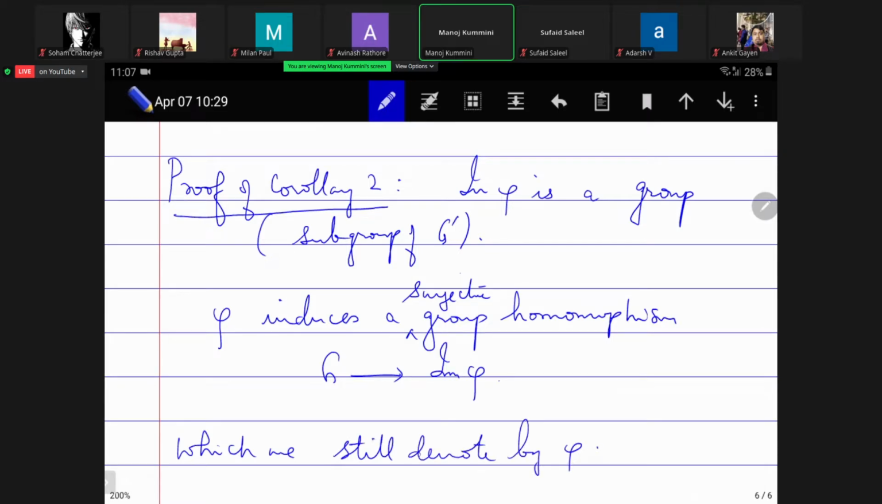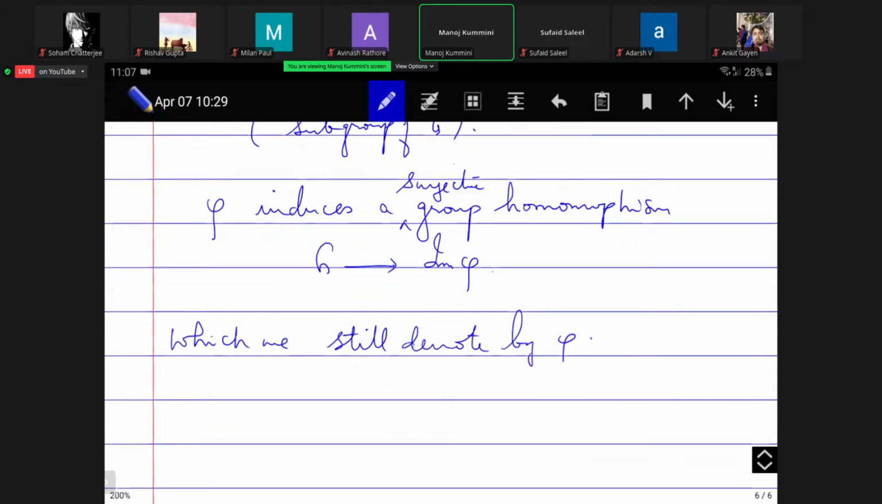I mean, I'm being pedantic. Phi is technically a function from G to G prime. It is not a function from G to the image of phi, because the image of phi could potentially be a different set. It's a subset of G prime, but it is a different thing. But ultimately, the map comes only from G to the image of phi, right? So that thing is still the map phi. We will not use a new notation, but we'll just observe that that also is a group homomorphism. It's a surjective group homomorphism.